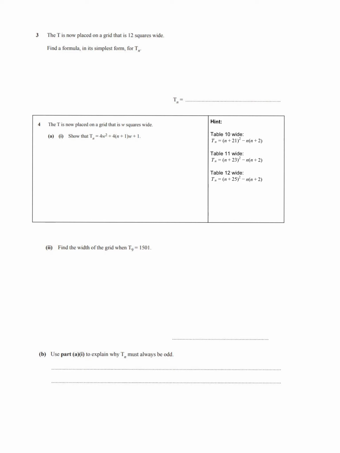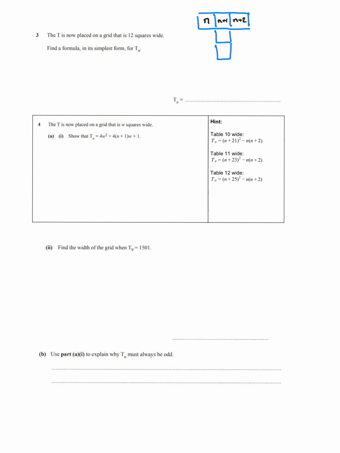The T is now placed on a grid that is 12 squares wide. Find a formula in its simplest form for Tn. Okay, so let's just think about this grid. What I might do is just visualize this with my T, just to think about what's happening. So there's the T shape, and what do we know? We know that this is going to be n plus 1, and n plus 2.